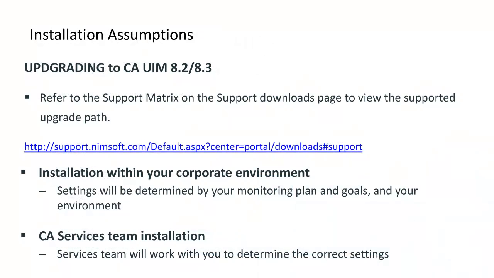As a reminder, whenever you are upgrading to any CA UIM 8 versions, it is important to refer to the support matrix found on the Support Downloads page to view the supported upgrade path. When you install within your corporate environment, the installation settings you use will be determined by your monitoring plan and goals, and your environment. If you engage CA services to assist in the implementation, they will work with you to determine the correct installation settings to utilize.